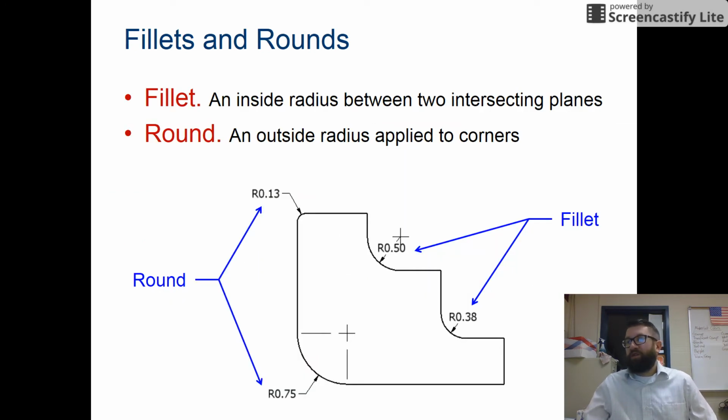Fillets. A fillet is an inside radius between two intersecting planes, or a round is an outside radius. Now, this can be a little confusing because we use the fillet tool for both fillets and rounds. So a round is used to avoid sharp edges for safety, and a fillet is used to provide strength in the inside. So fillets and rounds can make it easier to remove molded parts from molds.